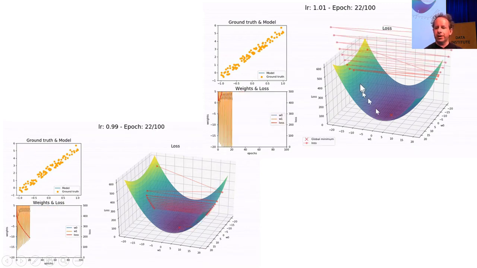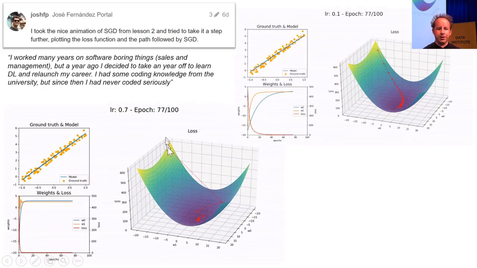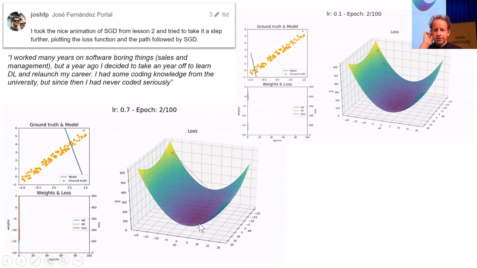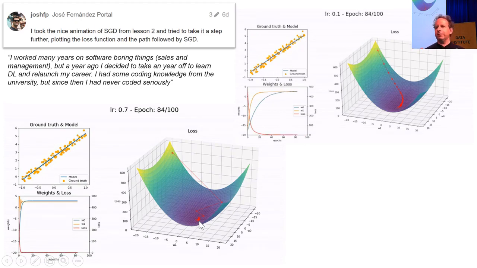Or if it's really too high, it diverges. Okay, so you can see here why getting the right learning rate is important. When you get the right learning rate, it really zooms in to the best spot very quickly. Now, as you get closer to the final spot, something interesting happens, which is that you really want your learning rate to decrease, right? Because you're getting close to the right spot, right?